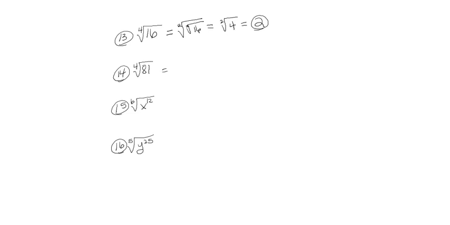Same thing here with the fourth root of 81. Let's take the square root twice. Well, the square root of 81 is 9, and the square root of 9 is 3.